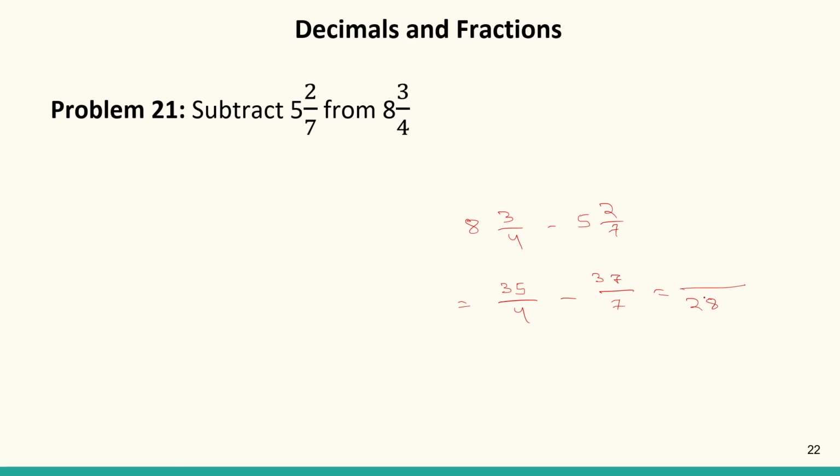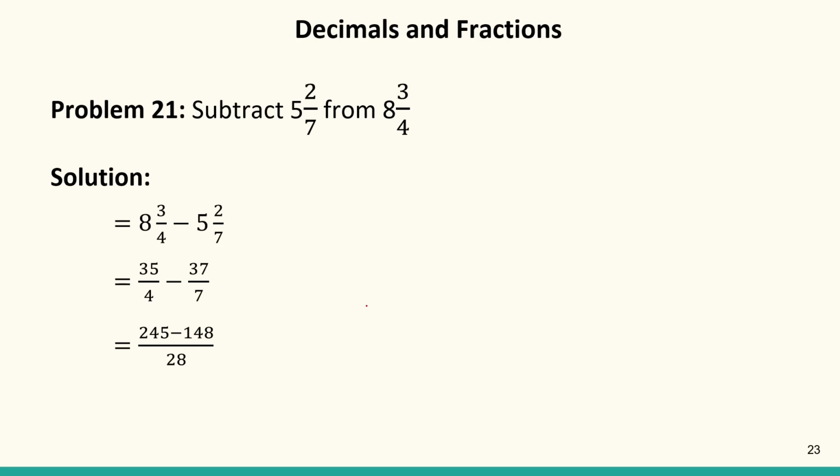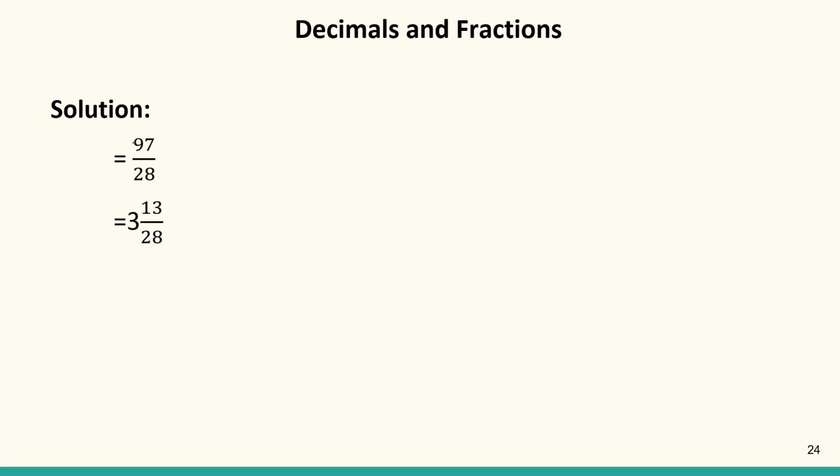Okay, 28. And what we need to do is multiply 35 with 7 and minus 37 into 4. So this is equal to 245 minus 148, by 28. So this is equal to 97 by 28. So we can convert this to the mixed number, that will be 3 whole and 13 by 28. Okay, so this is the answer.